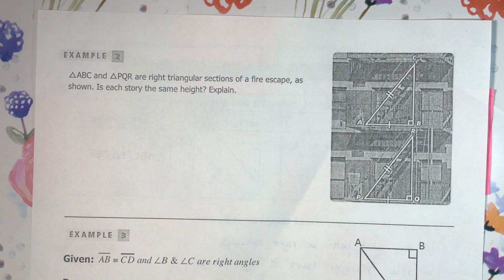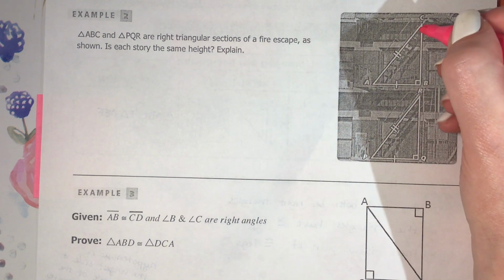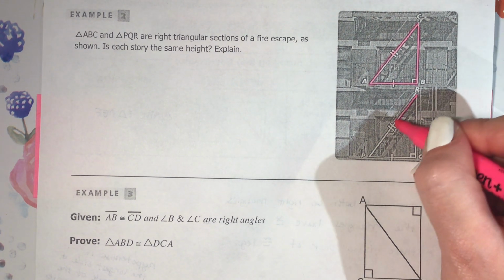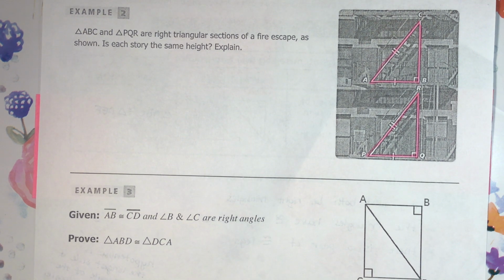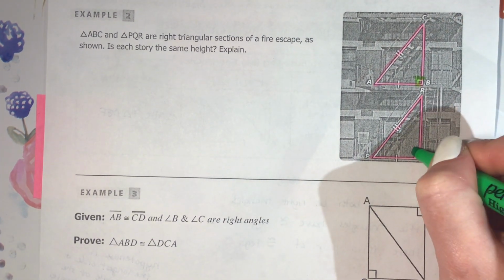It says triangle ABC and triangle PQR are right triangular sections of a fire escape, as shown. Is each story the same height? Explain. So I am going to kind of highlight this a little bit for you. I have this triangle up here, and I have this triangle down here. And I want you to notice that they are both right triangles.